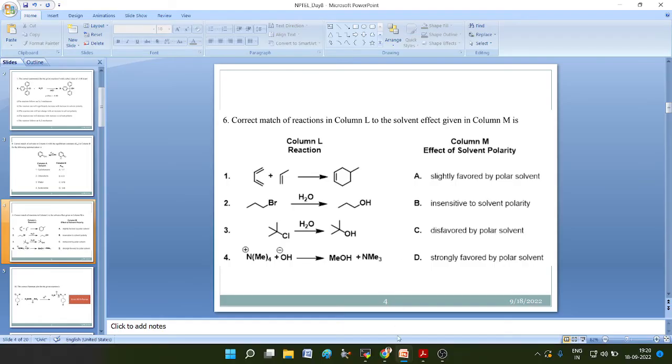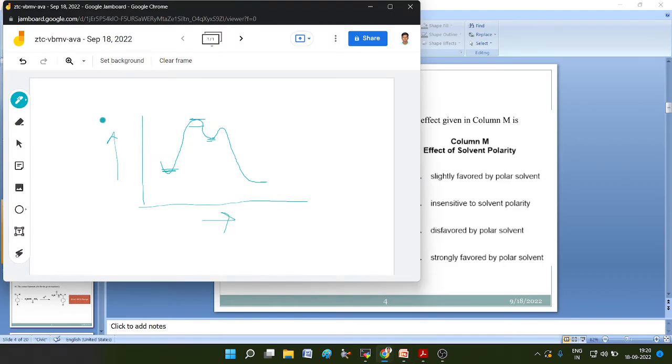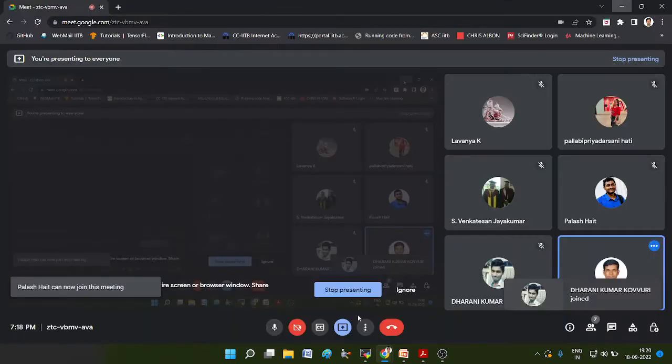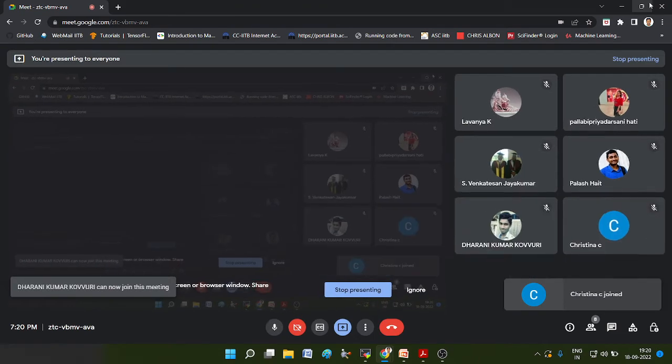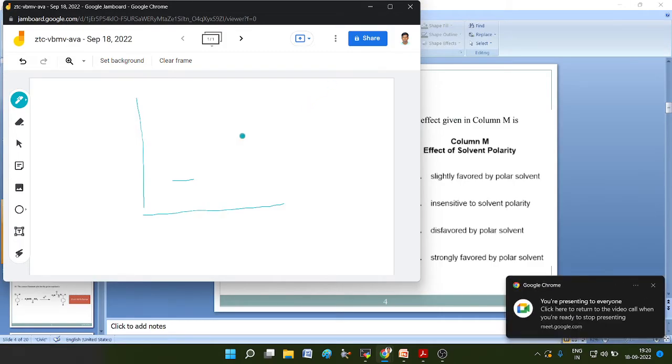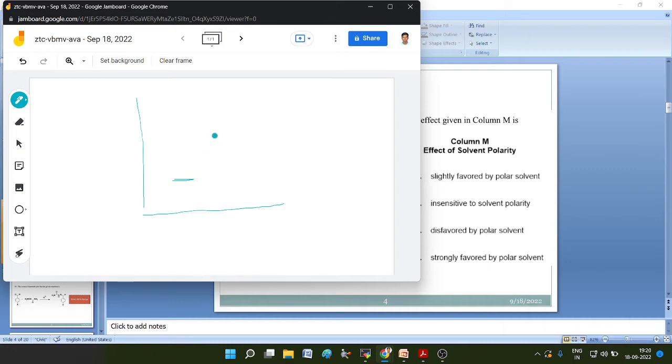Let me explain all the facts I'm saying. So clear the frame. Every time this figure will be there, of course. Now what I'm saying, NMe3 plus and OH minus. Let's say this is the ground state, where all the molecules are, and let's say I have a very high path, and this is the product. Now NMe3 plus and OH minus is there, so whatever the solvent polarity, it will be here.